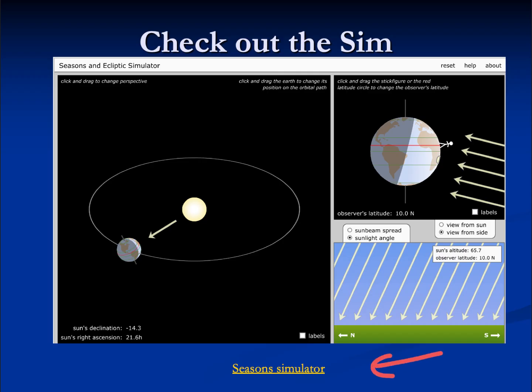Activate the link in the PowerPoint. This animation lets you see how the Earth's position in its orbit and the angle of the sun change over the year from the point of view of this observer. Remember that for the southern hemisphere, the seasons are always opposite of what's happening in the north.